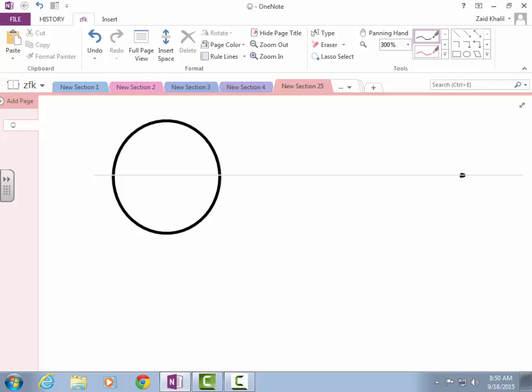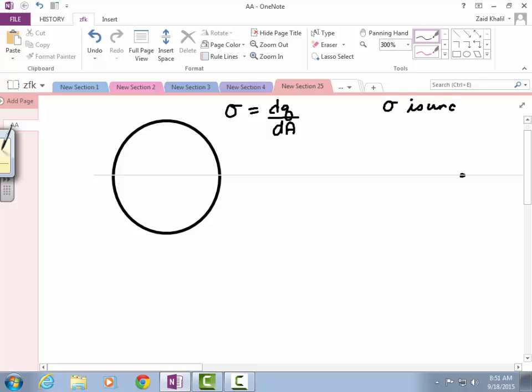So how are we going to do this? Let's start off with our defined variables. What's going to be true over this shell? It's going to have some type of surface area, and so that means it has some surface charge sigma. And what is sigma equal to? Charge over surface area, so it's dq over dA. Let's say it's uniform. Since sigma is uniform, sigma is equal to the charge q over, what's the surface area of a sphere?